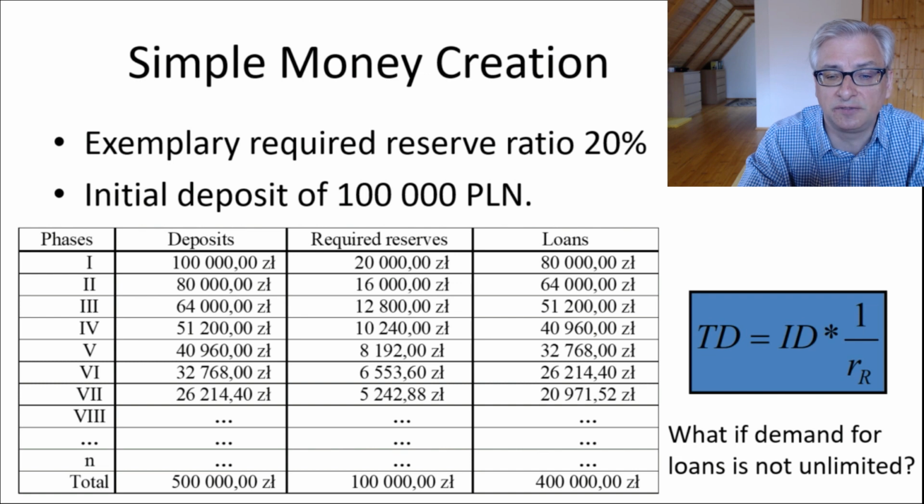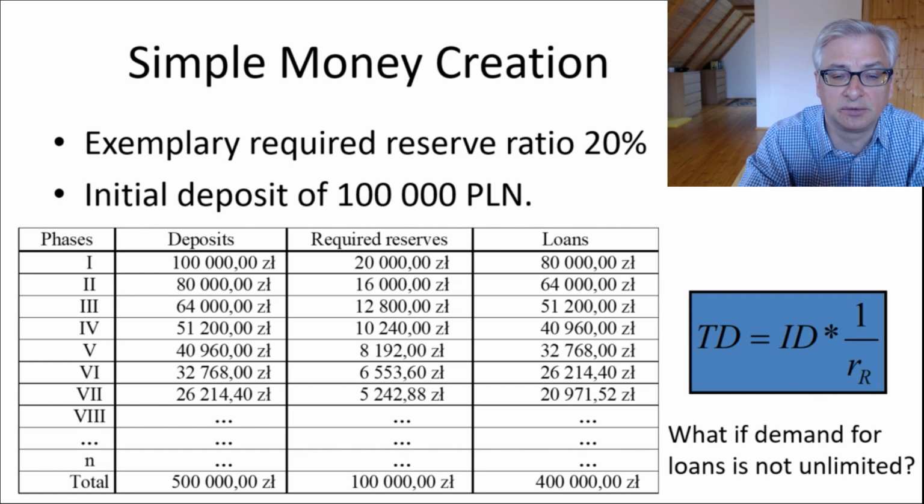So you can find a formula for total deposits. That's initial deposit multiplied by 1 over the required reserve ratio. In our case, it is 1 over 20%, which is 5. This 1 over required reserve ratio is called money multiplier. It tells you how much of deposits can be created out of 1 zloty or $1 of initial deposit.